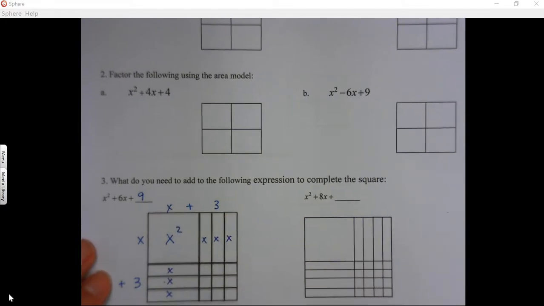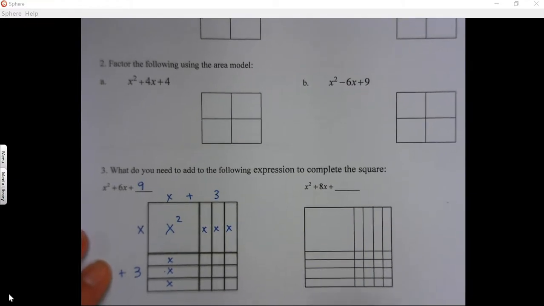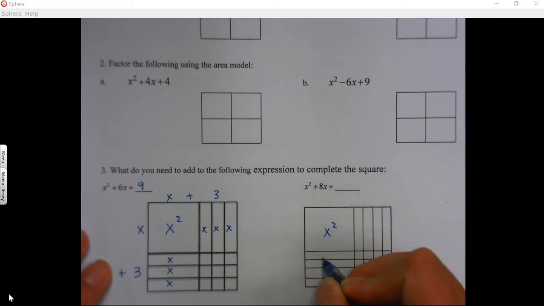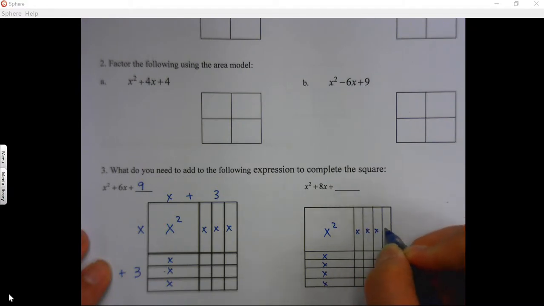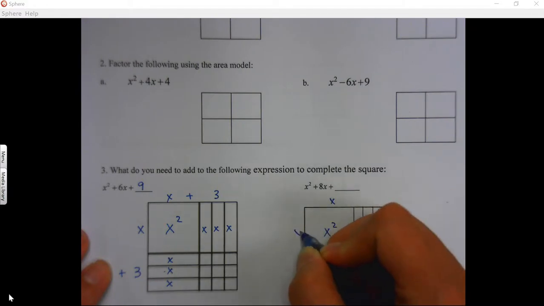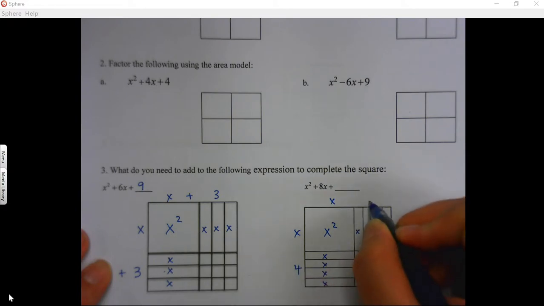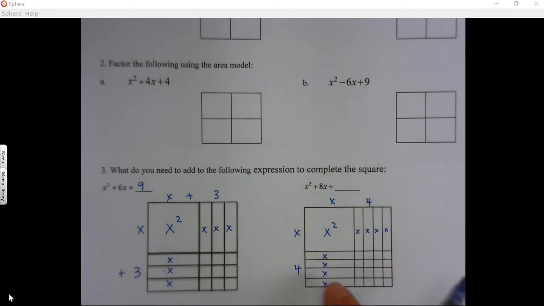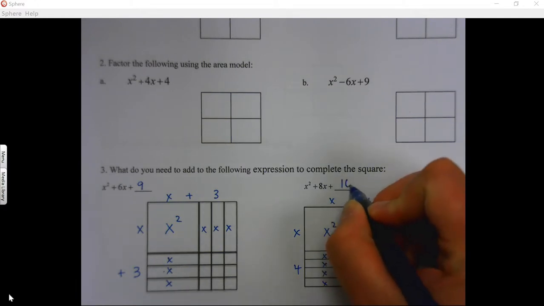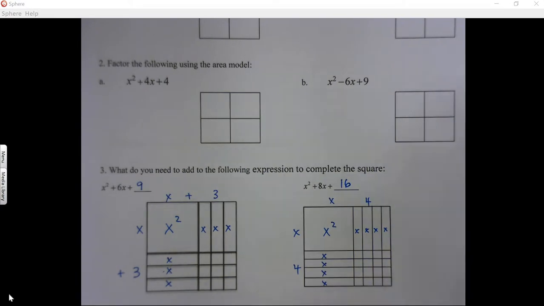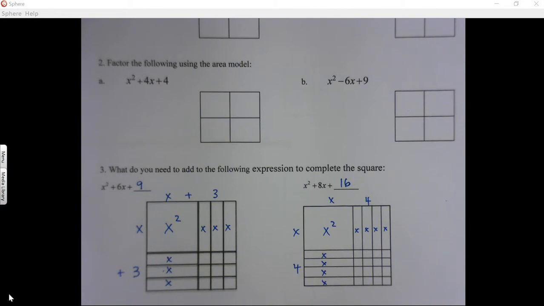Same idea over here with the x squared plus 8x. Again, this is our x squared, and I have 4 little x's right here, and I have 4 little x's over here. So this is going to be x times x, and again, this is a 4 right here and a 4 right here. So when I multiply those that are evenly divided in half, I get 16 little squares when I multiply those together. So that is what my addition to make it a completed square is. So I have x squared plus 8x plus 16 there.